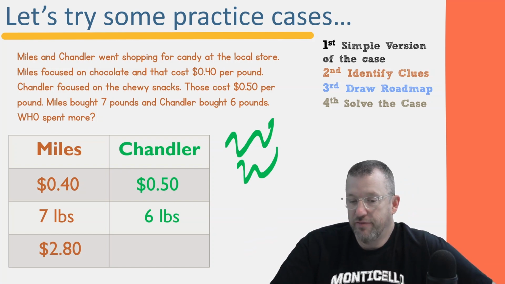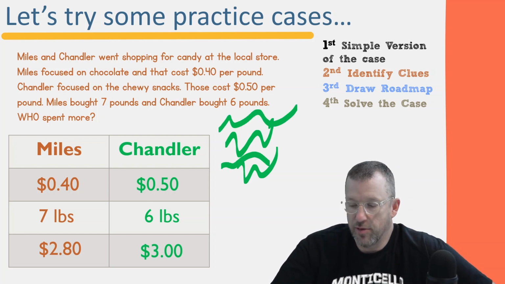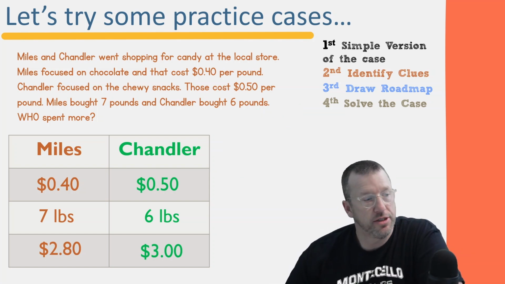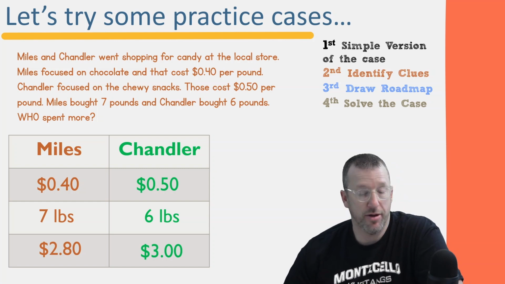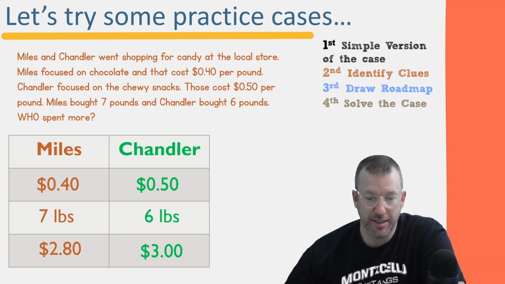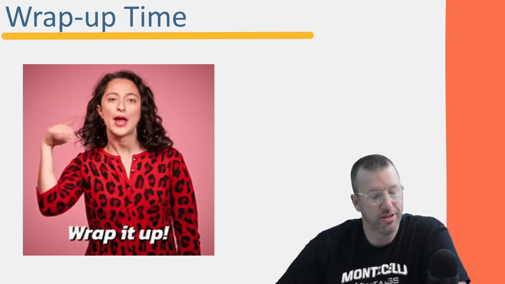And Chandler's candy cost 50 cents, and he bought 6 pounds of that candy. So he spent $3. Again, calculator, whatever it is that you're allowed to do for this type of problem. And who spent more in this situation? Well, Chandler did. He spent $3. His candy was more expensive per pound, and he bought fewer pounds, but it still ended up being that he spent more money. All right, I think you guys are ready to rock and roll.